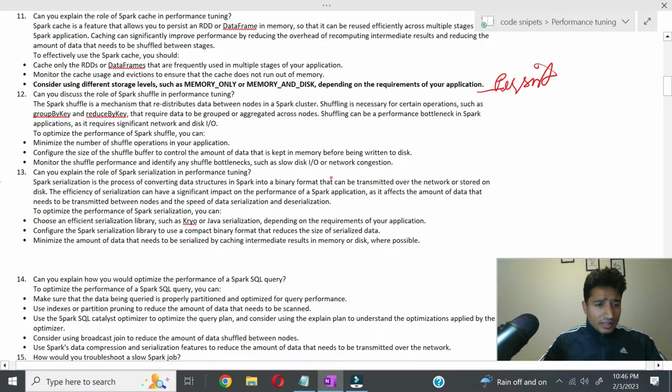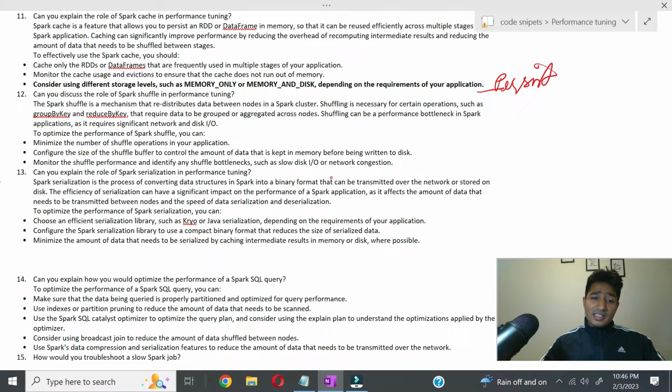Next, can you discuss the role of Spark Shuffle in performance tuning? So shuffling means data transfer across the network. So it means the more the shuffling, the less the performance. So if you prevent shuffling, you will increase the performance. And let's read the answer. Spark Shuffle is a mechanism that redistributes data between nodes in a cluster. Shuffling is necessary for certain operations such as group by key and reduce by key that require data to be grouped or aggregated across nodes. Shuffling can be a performance bottleneck in Spark, and it requires network and disk input output, right?